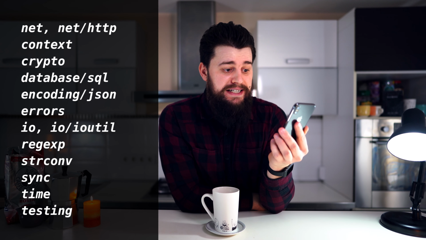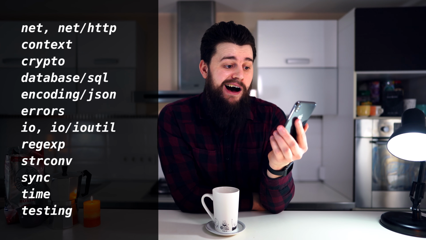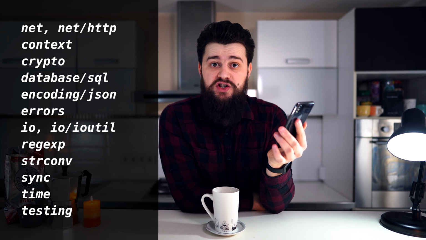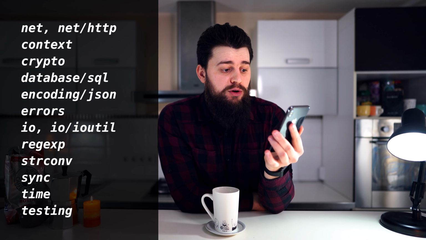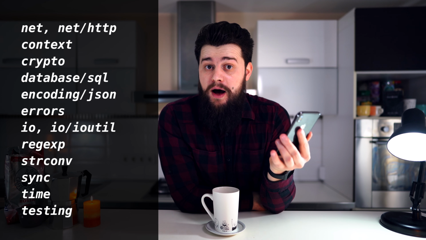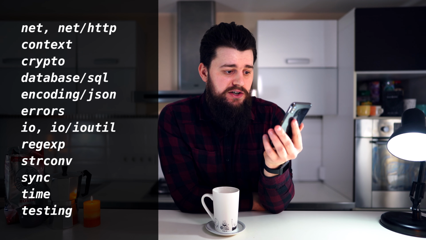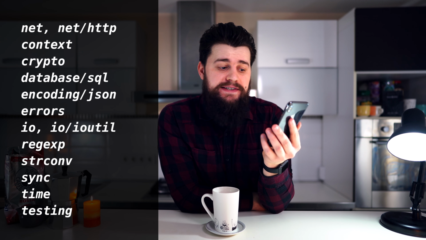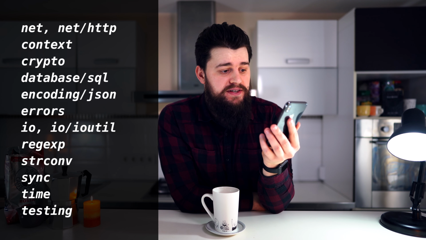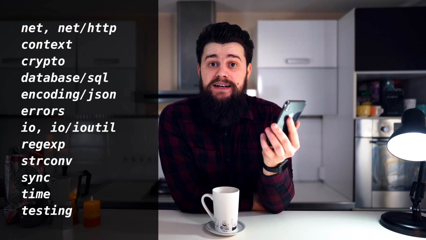But I also recommend having a look at this specific list right here. So we're talking about net, as I said, net/http, context. You could also have a look at crypto because you may need that for security stuff. Also have a look at database/sql, because you will probably have a database in your API. Also very likely you will have a look at encoding/json, errors, io/ioutil, regex perhaps, strconv, sync, time, and testing. So these are the libraries that I recommend learning before you start building robust web APIs and all that stuff.